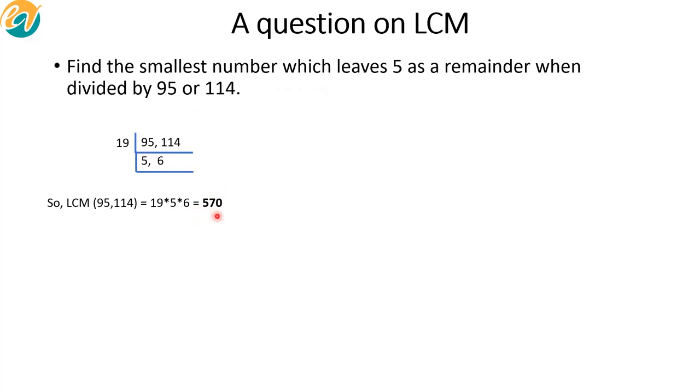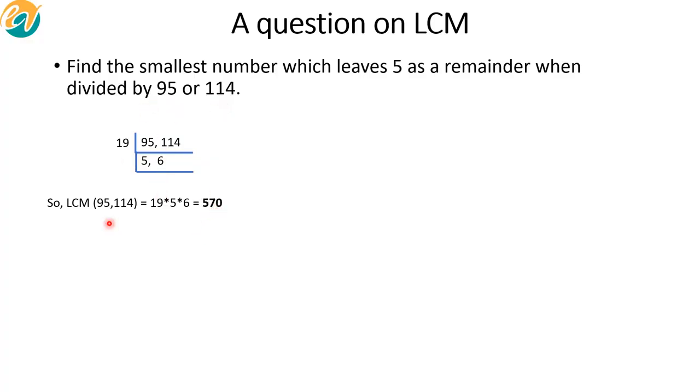570 is the lowest common multiple, or the least common multiple, of 95 and 114, which means 570 is a multiple of 95. 570 is also a multiple of 114, right? The question is, what is the smallest number which leaves 5 as a remainder when divided by 95 or 114? Now think about it.